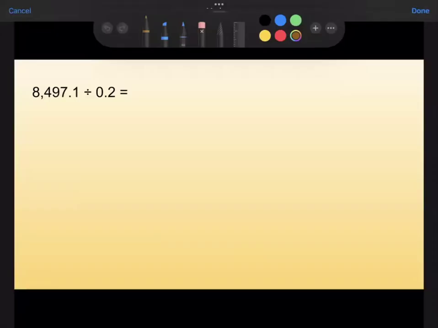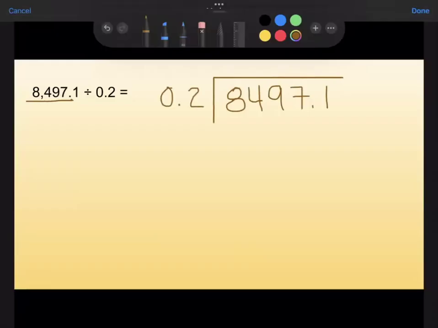Okay, here is our first one that we're going to be doing together. We're going to be taking 8,497.1 and dividing it by 0.2. Okay, so the key to this is in the setup because we don't actually want to divide by a decimal. So I will show you what I mean. We're going to take that first number, which is the 8,497.1, and we're going to put that inside of the division bracket, and the 0.2 will go on the outside.